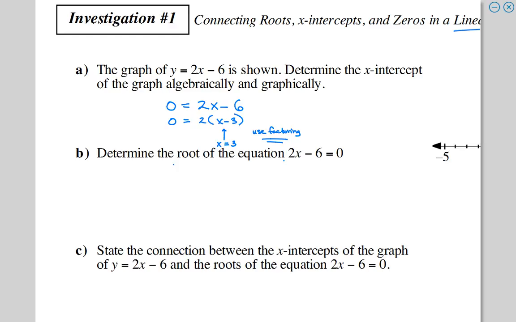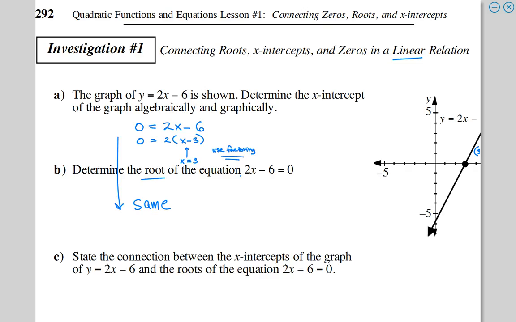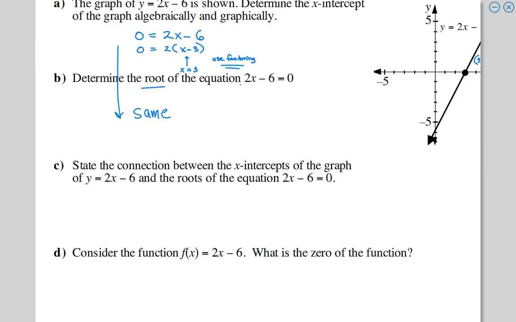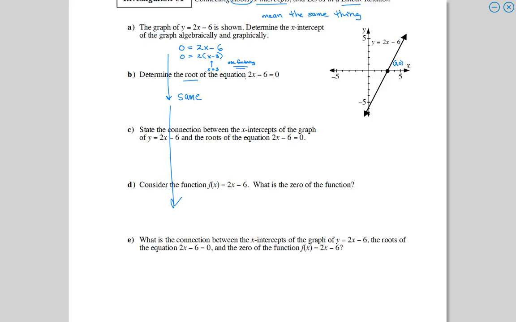Okay, it says determine the root. That's the exact same thing. I'm not sure why, they just want, okay. So this word and this word, they all mean the same thing. Roots, x-intercepts, and zeros mean the same thing. So if they ask you for a root or a zero, they're all asking for the same thing.